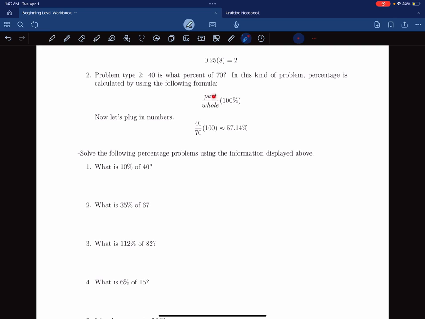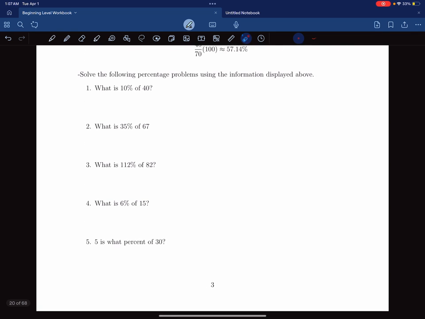Essentially what this is saying is, we have the 70 here, and we want to know, if we were to take this original number, 70, and change it to 40, what's the percentage change between these two numbers? So the original number is 70, we put that on the bottom, and then we have 40, so we put that on the top. Then we multiply by 100, and you get the percentage.